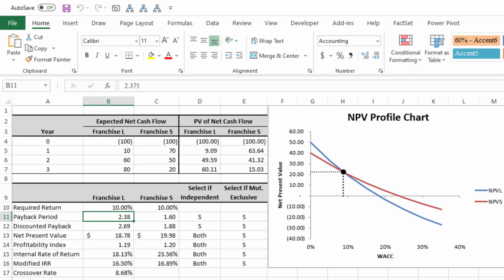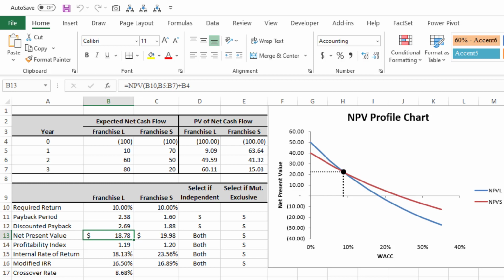The discounted payback period, recall we use the present values of the cash flows, and you can see those in columns D and E, and those match the numbers that I gave you in the lecture. And again, L has a higher discounted payback period than S does, as typically you would expect. Now, we also have the net present value, 1878 for L and 1998 for S. So at a 10% discount rate, S looks better than L.